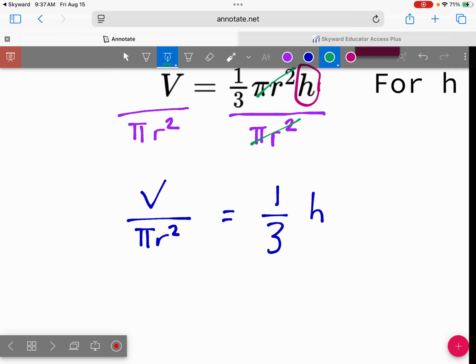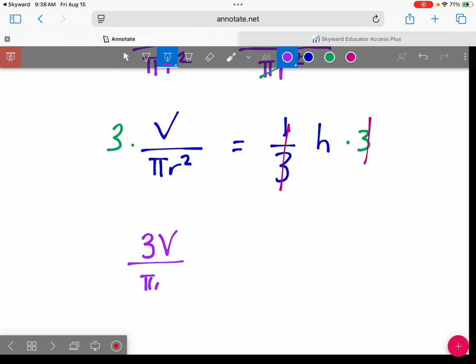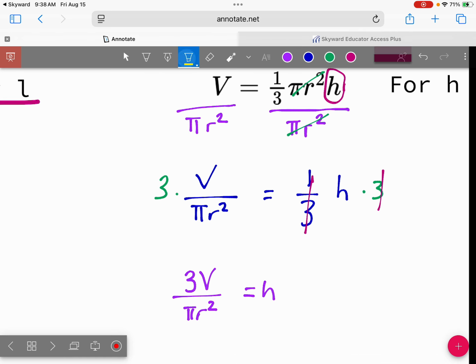How do I get rid of that 1/3? Times 3. If we multiply both sides by 3, that's a little easier to keep track of than dividing by 1/3, because we should wind up with 3v over pi r squared equals h. And once we get that variable they've told us to solve for by itself, we're done.